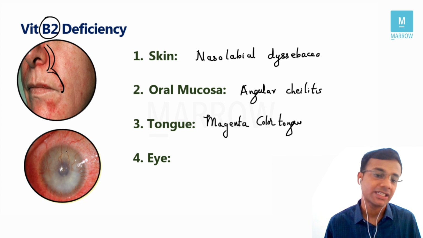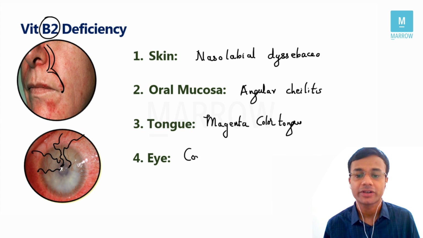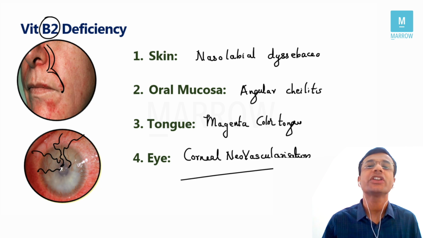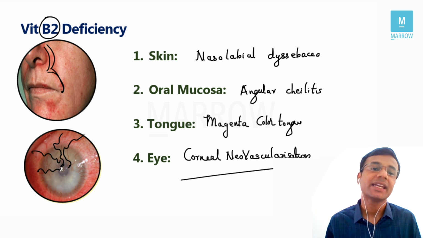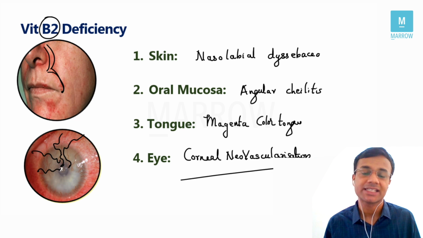And the eye, especially the cornea, you can see a very nice image here where the blood vessels are climbing onto the cornea. This is called corneal neovascularization. So many times this question can come in the exam. Corneal neovascularization is implicated in which vitamin deficiency? The answer is going to be B2 deficiency.